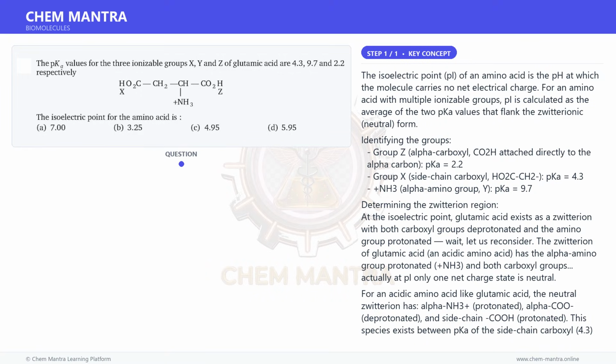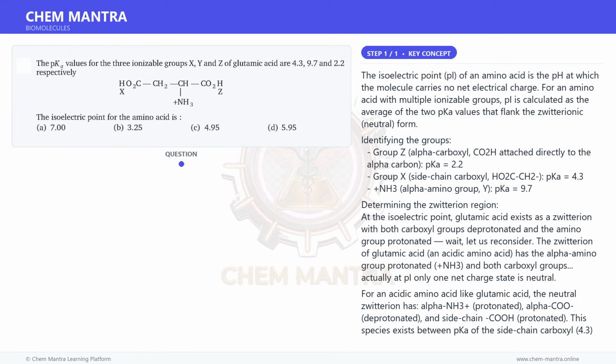Identifying the groups. Group Z, alpha carboxyl, CO2H attached directly to the alpha carbon, pKa is equal to 2.2. Group X, side chain carboxyl, CO2H on CH2, pKa is equal to 4.3. Plus NH3, alpha amino group, Y, pKa is equal to 9.7.